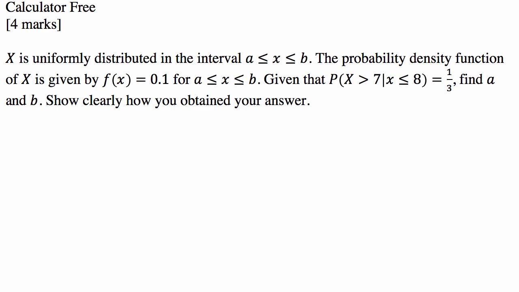Hi guys, we've got a probability question today where we've got a uniform distribution over the interval a to b, and the probability density function of this uniform distribution is given by f of x equals 0.1. Now we've been given this condition here: given that the probability that x is greater than 7, given that x is less than 8, is a third, find a and b, show clearly how you obtained your answer.